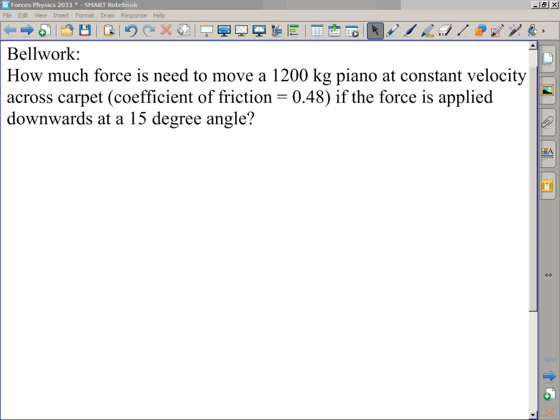All right, so we already know this person isn't very bright. They're not pushing parallel. They're actually creating more friction. Thus, it's going to be harder for them to do. Step 1, draw a picture. I'll skip that. Step 2, free body diagram.